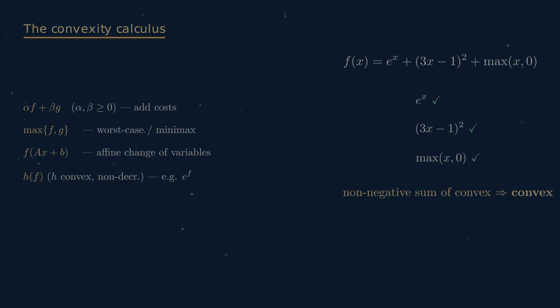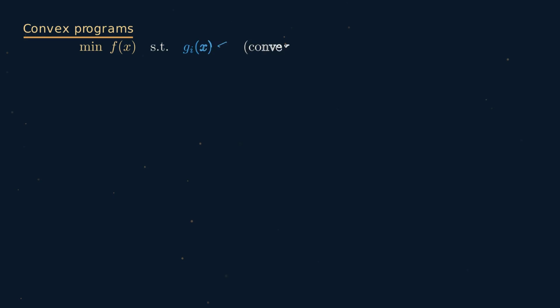Now assemble everything into a problem. A convex program has a convex objective, convex inequality constraints, each g less than or equal to 0, and equality constraints that must be affine, straight lines with no curvature. Why must equalities be affine? Because a curved equality quietly destroys convexity, and it's the most common way a good model goes wrong.